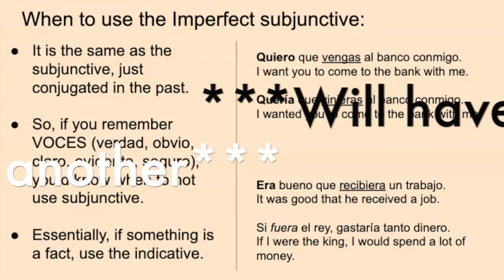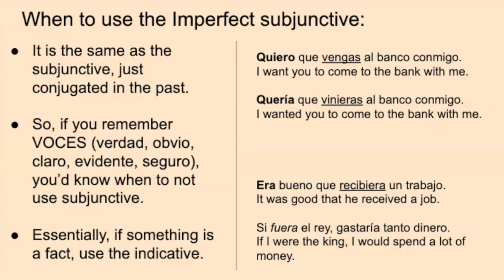I have another video about when to conjugate it into the subjunctive versus when to use the indicative. However, just to quickly go over that, don't use the subjunctive if something is a fact. And a way to remember this could be using the phrase VOCES. So the V stands for verdad, obvio, claro, evidente, seguro. So if something es verdad, es obvio, es claro, es cierto, es evidente, es seguro, if it's a fact, if it's obvious, that's when you don't use the subjunctive. And then you just use the indicative.